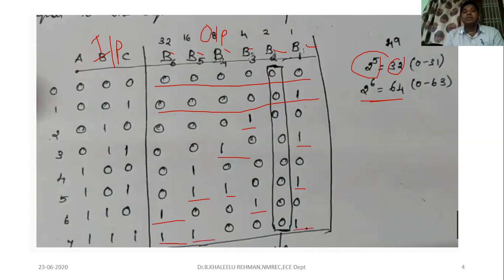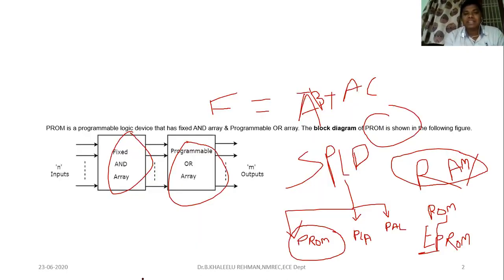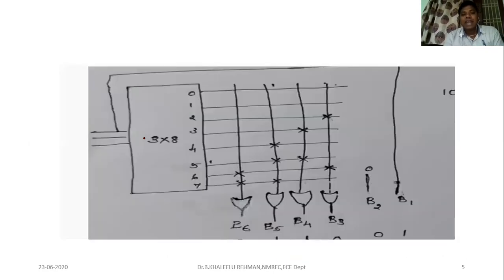So these are all the possible combinations. We have designed the truth table of a PROM for this logic design. And then we'll have to go for the implementation. To implement this one, the block diagram is this one. We will be having fixed AND gates and then programmable OR gates. The fixed AND gates, this is the decoder.